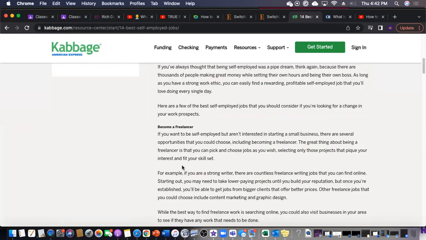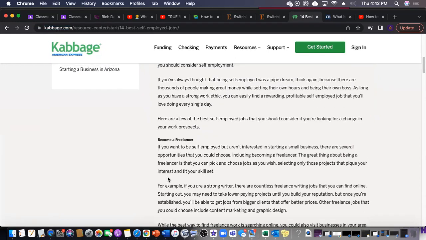According to this article, we're going to go over it quickly. The first thing, one of the top things to do, is be a freelancer. If you want to be self-employed but aren't interested in starting a small business, as a freelancer you could do different projects based on your interests and your skill set. Like I was saying, on Bigo Live you're going live to speak with people, to teach or just socialize. That's an interest, and it may pique your skill set depending on what you bring to the table on this platform. But if you do freelancing, you're self-employed.